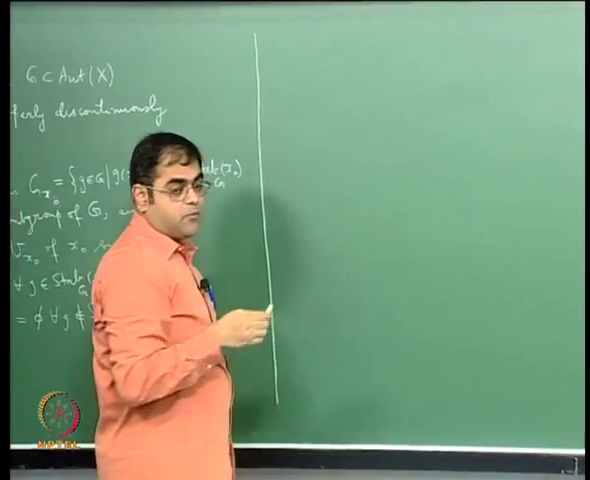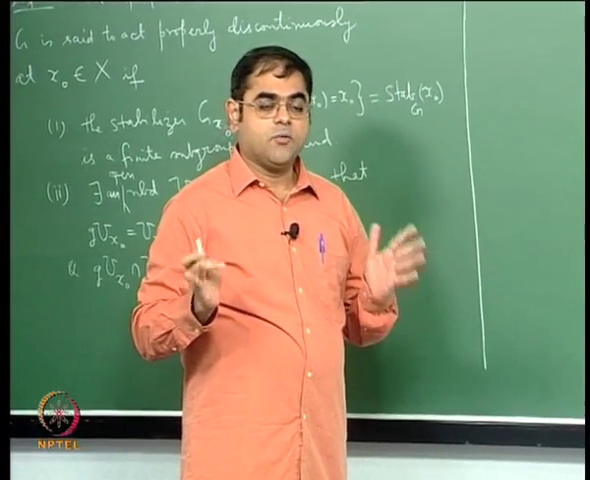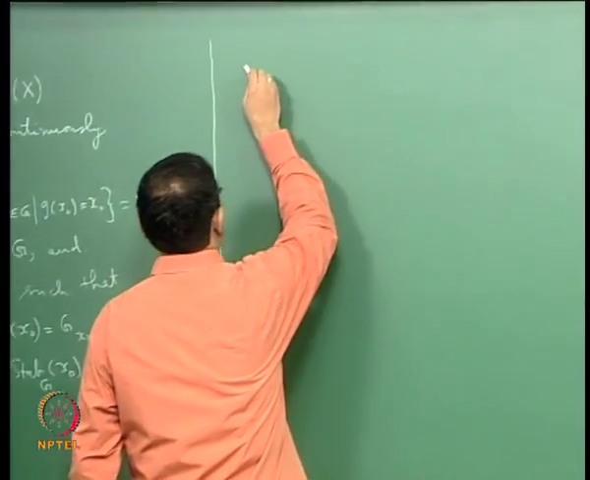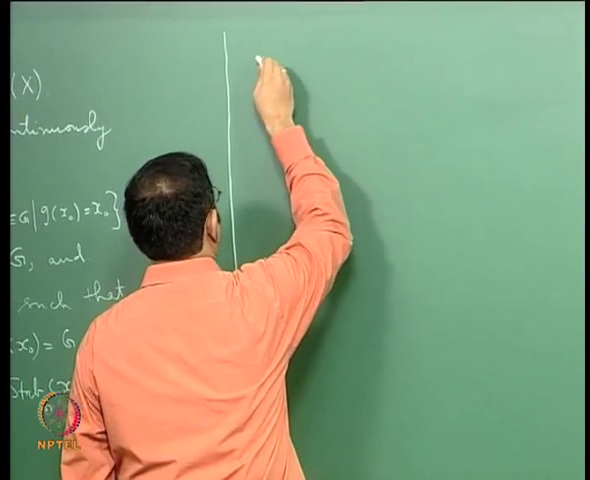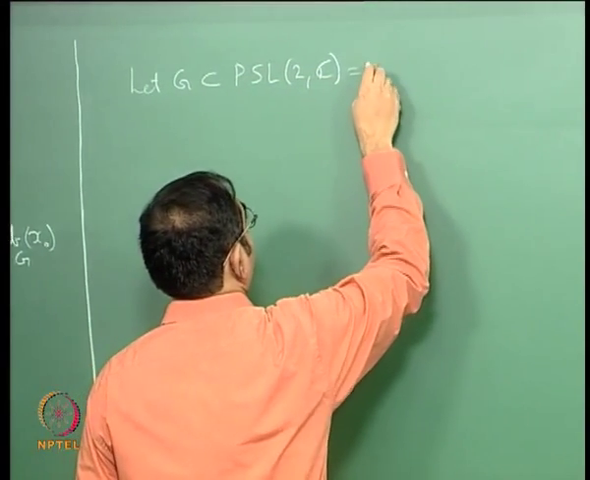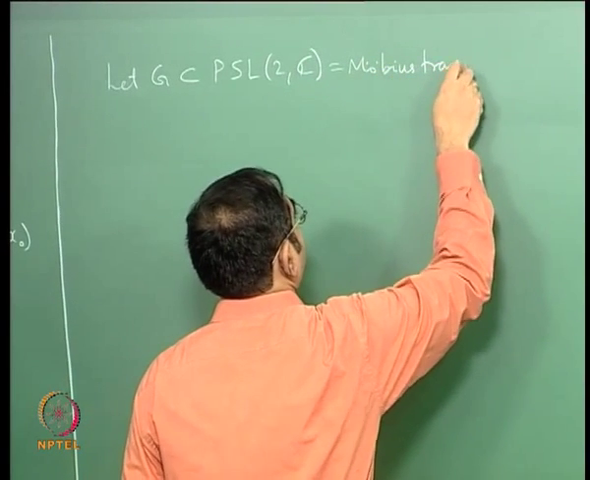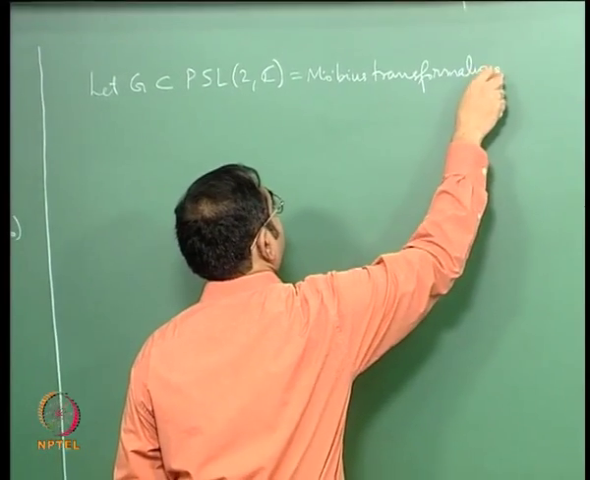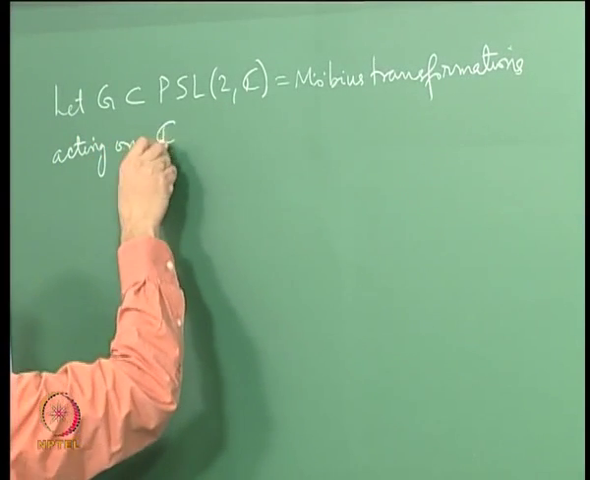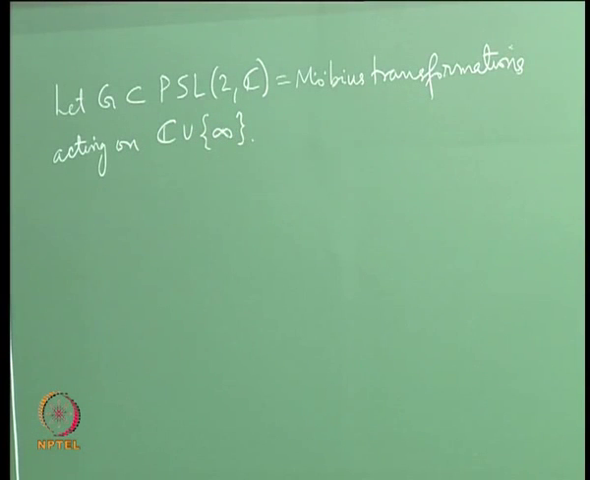Now I'm going to restrict my situation to subgroups of Mobius transformations acting on C union infinity, the extended complex plane. So let me make this definition. Let G be a subgroup of PSL2C, which are just Mobius transformations, acting on C union infinity. This is the extended complex plane. If you want, you can also think of it as the Riemann sphere, which is P1, via the stereographic projection.